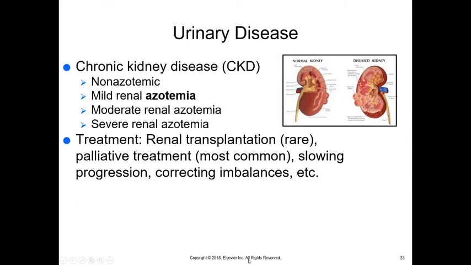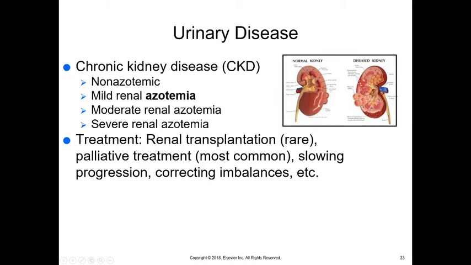Urinary disease, chronic kidney disease. We can get acute kidney disease or chronic kidney disease, pretty common with cats as they age, to have some chronic kidney disease. And like I said, it's often due to dental disease. Can be non-azotemic, mild renal azotemia, moderate renal azotemia, or severe renal azotemia. So what is azotemia?